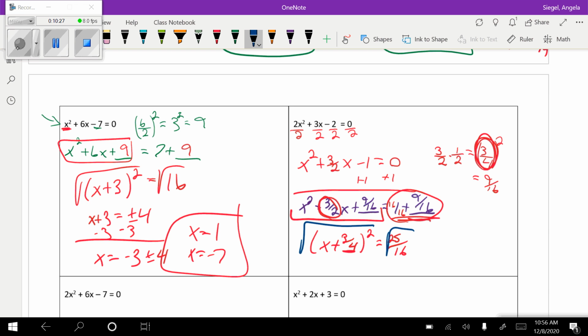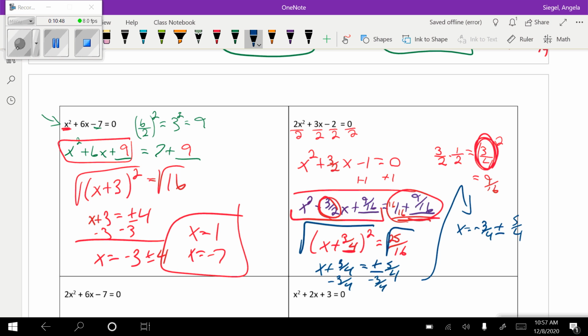Now I'm going to go through the problems and start solving for x. So I'm going to take the square root of both sides. I got x plus 3/4 equals plus or minus, and I can take the square root of both of those, so that's 5/4. And then I'm going to subtract 3/4. So I get x equals negative 3/4 plus or minus 5/4.